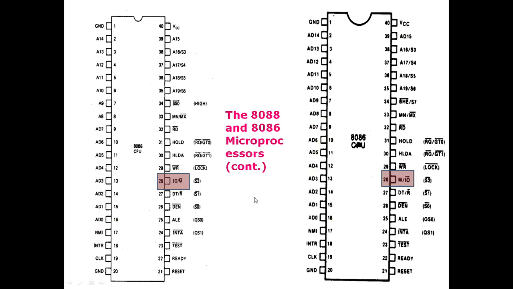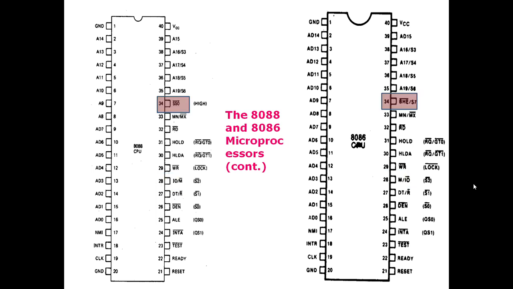The second difference between the two microprocessors in terms of the pins is that pin 28 is IO/M here, while there pin 28 is M/IO. So that is only a difference of labeling. For example, when this pin is 1, then the input and output devices are accessed, and when this pin is 1, then the memory is accessed. And when this pin is 0, then the memory is accessed, while when this pin is 0, the input and output devices are accessed. So that is the difference between the two in terms of this pin.